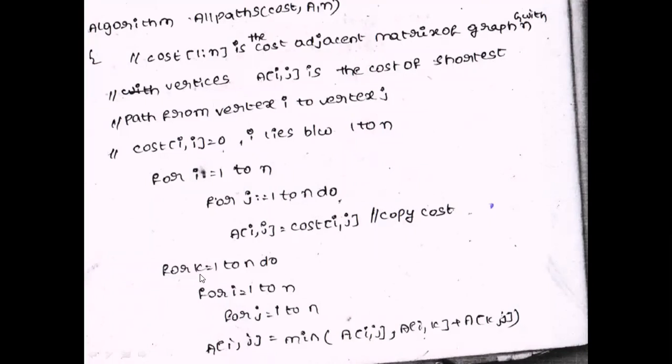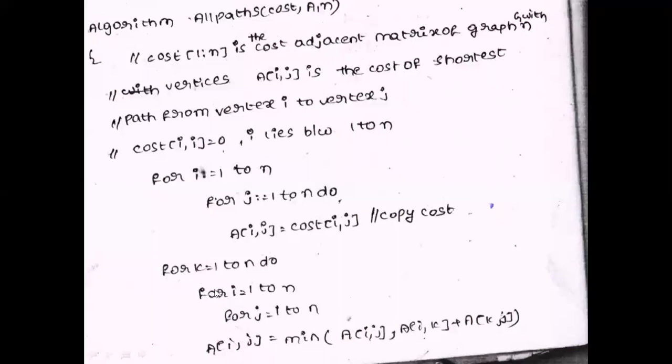Next, for the second iteration of the for loop, k equal to 2. What does k equal to 2 mean? Find the shortest path from i to j. i to j means 1 to 1, 1 to 2, 1 to 3, same for 2 to 1, 2 to 2, 2 to 3, 3 to 1, 3 to 2, 3 to 3. You are finding the shortest path through intermediate vertex 2.